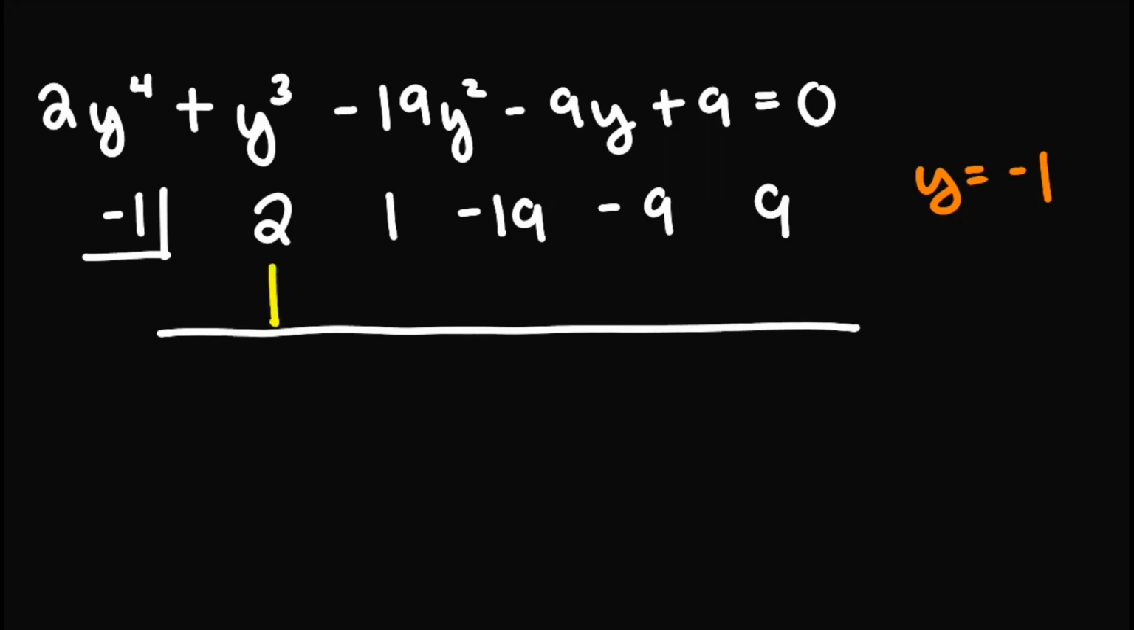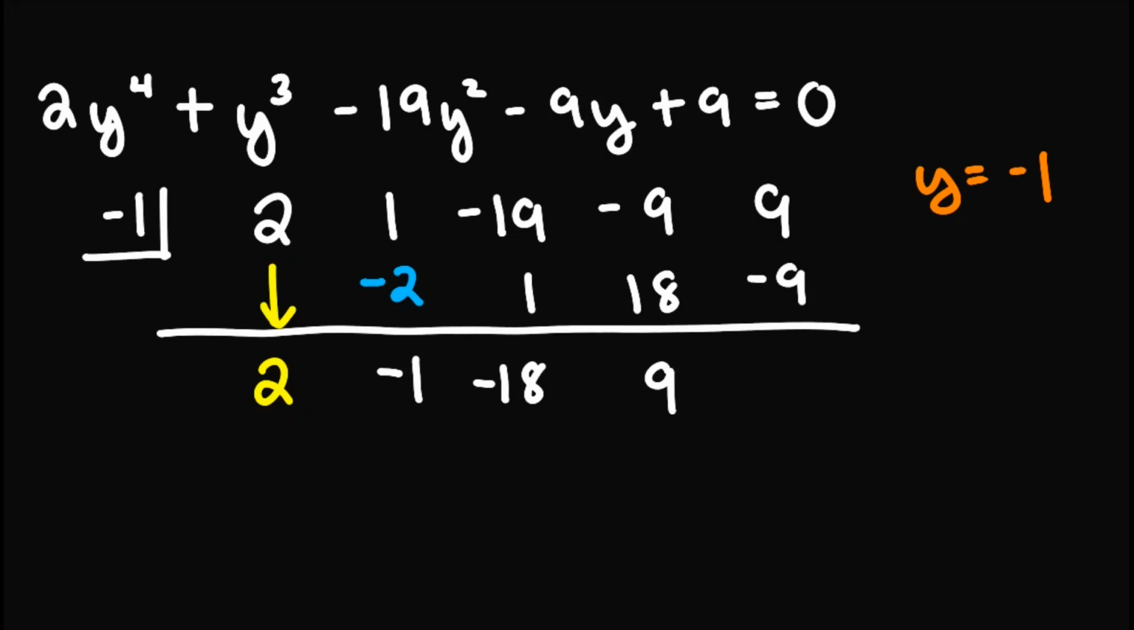First step is to bring this one down. So we have here 2. Then we keep on multiplying this by this. So 2 times negative 1 will give us negative 2. Add this up, and we obtain negative 1. We then repeat the process. So negative 1 times negative 1 is 1. Negative 19 plus 1 is negative 18. Negative 1 times negative 18 is 18. Negative 9 plus 18 is 9. Negative 1 times 9 is negative 9. And 9 minus 9 is 0.